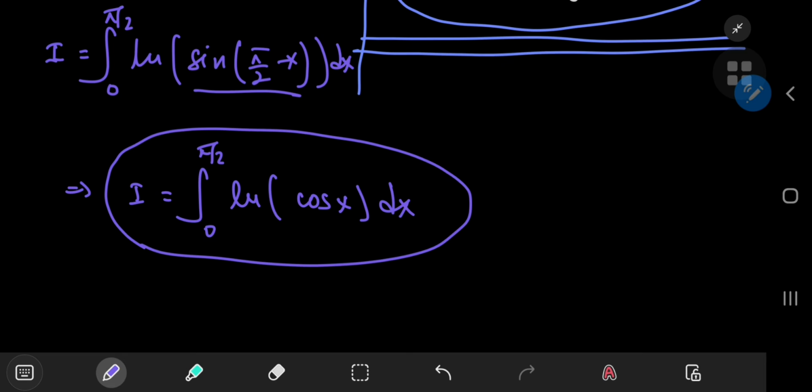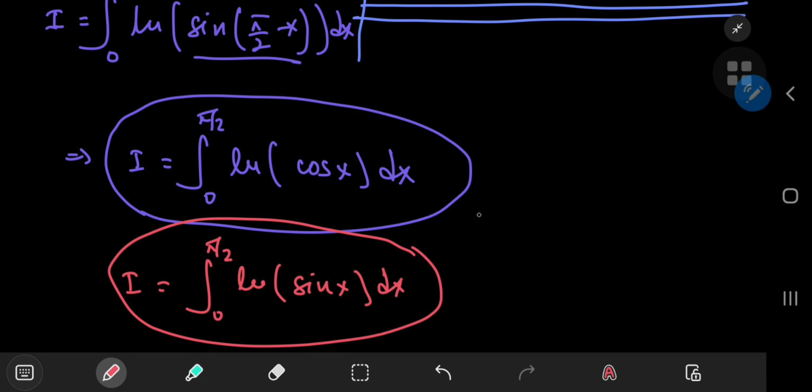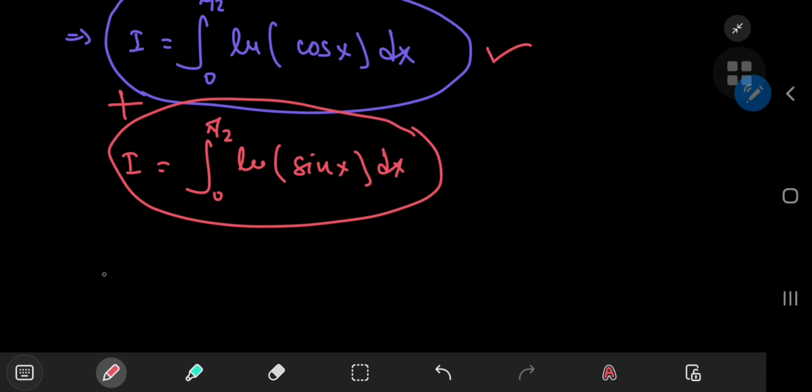So we know that I, which was equal to the integral from 0 to pi by 2 of the natural log of sine of x with respect to x, we know this is also equal to the integral from 0 to pi by 2 of the natural log of the cosine of x. So these are both I's, and if you add them up, you'll get 2I, and the reason for adding them up is that you can make use of a very useful property of the natural logarithm.